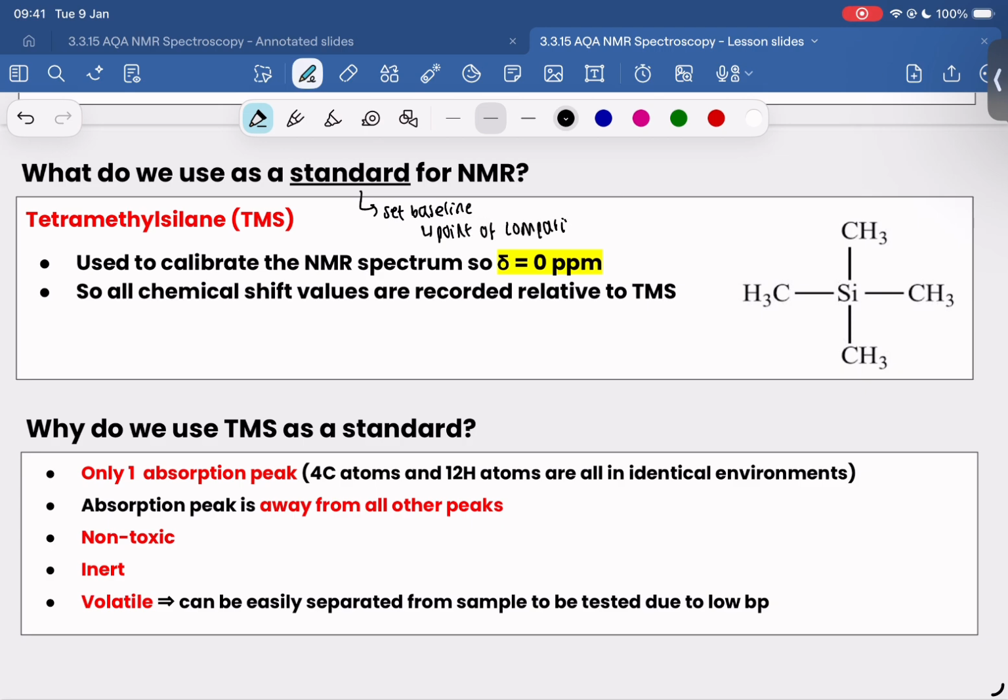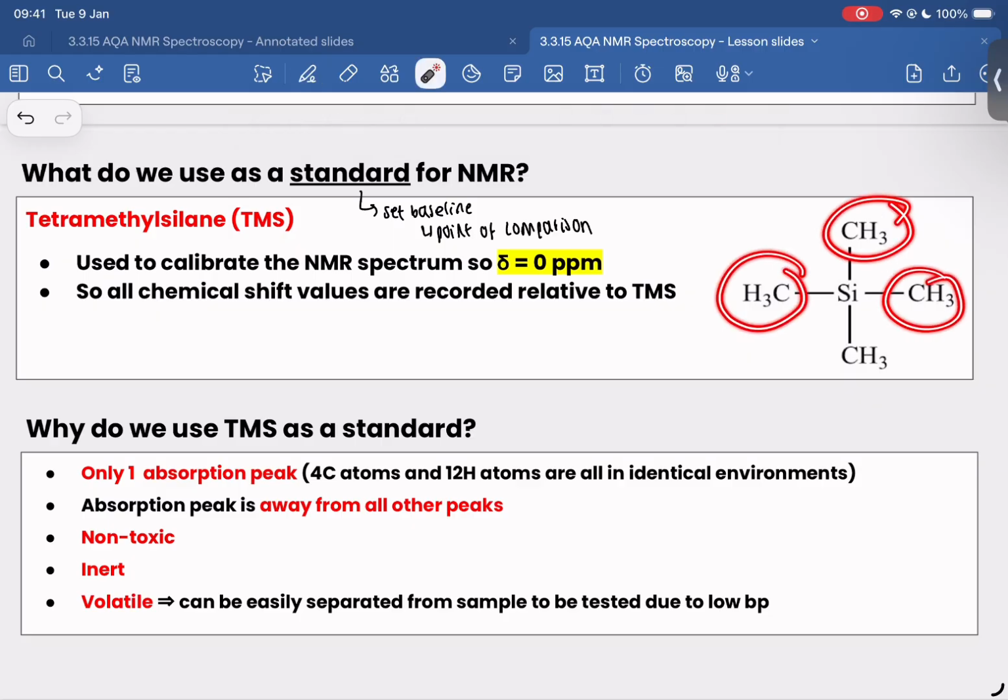And TMS is the point of comparison that we're looking at. That's because TMS, as you can see here on the partial displayed structural formula that I have, has identical methyl groups. We've got 4 methyl groups surrounding the silicon atom. And these 4 methyl groups make it really good for use as a standard because it means that it only produces 1 peak. And I've listed these as points down below.